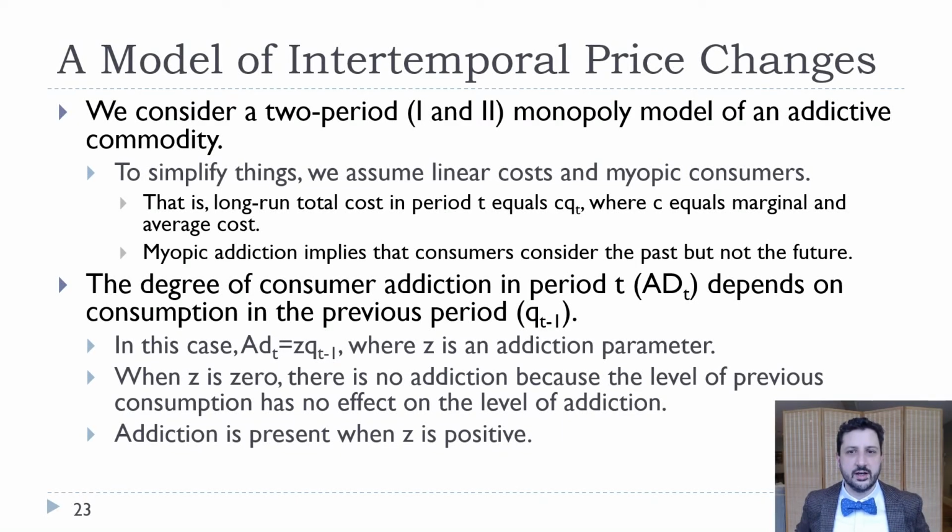So here we're going to look at a model of intertemporal prices. A monopolist has to set prices in period 1 and period 2, but there's some level of addiction for consumers. And so the more they consume in period 1, the more they are going to consume in period 2. So we're going to have linear costs and myopic customers.